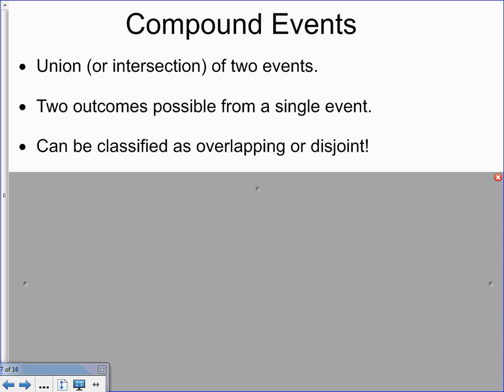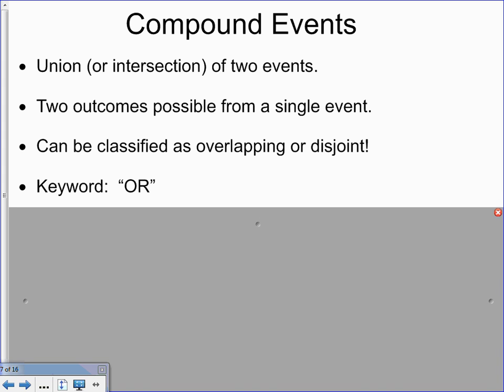What does the word joint mean to you? What's that? Together. So disjoint would mean not together, no overlap. They share nothing in common. Okay, and that will be helpful when we get to the definition. A key word that you can look for in these problems is the word or.